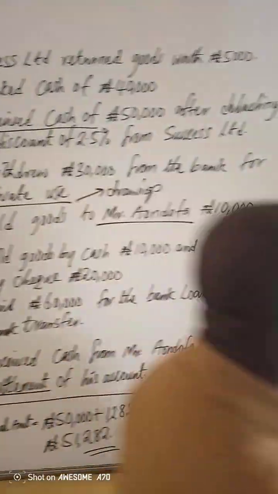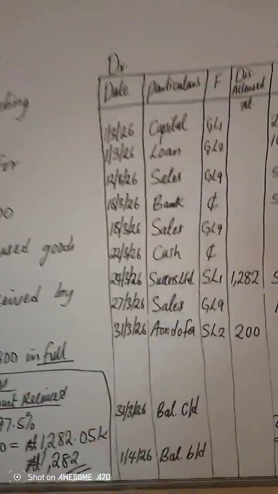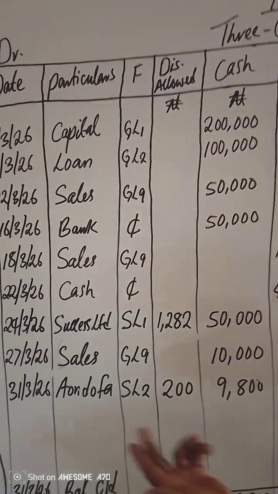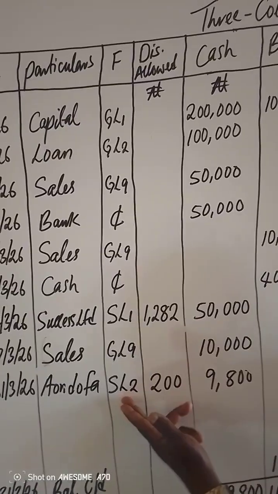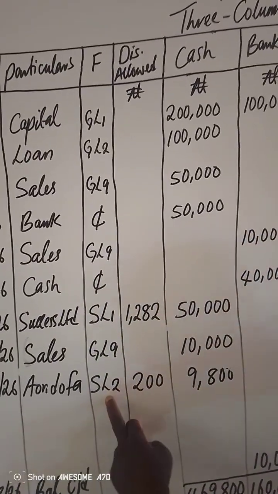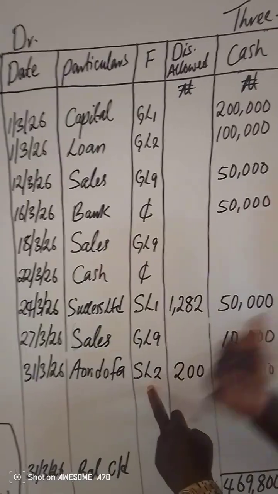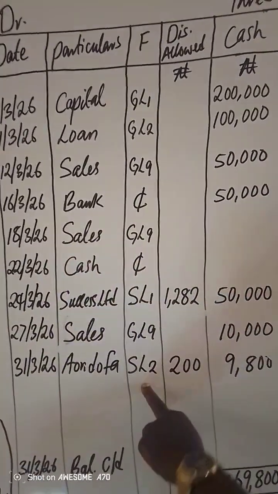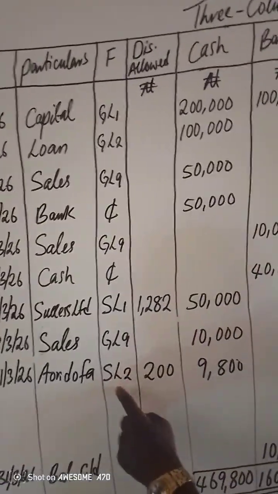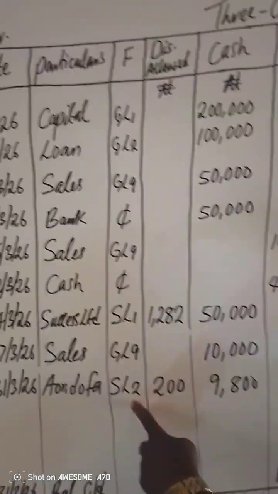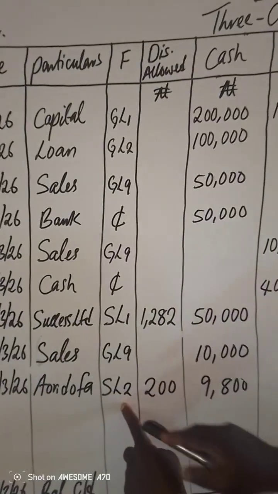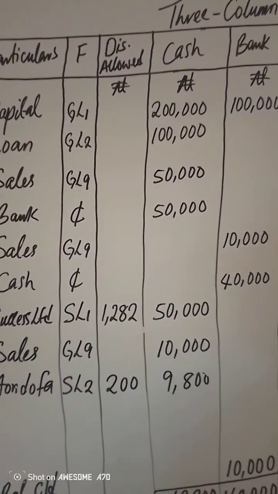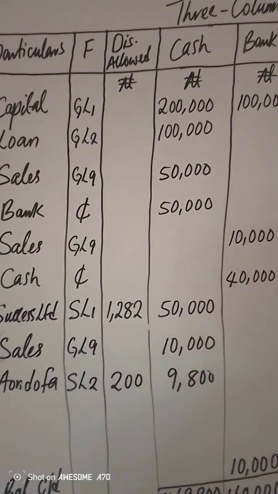Then we come here and say, on this fateful day, which is 31st of March 2026, the business is receiving from Mr. Ondufa. And this is sales ledger. I told you that any transaction that has to do with goods being sold on credit and payment received from such people, that is what is called sales ledger. So this is sales ledger 2, because we already have sales ledger 1. And the discount, as I explained, is 200, and the amount that was received in full was 9,800.